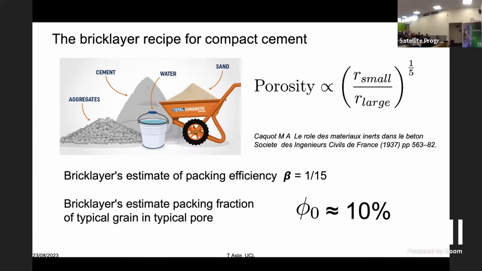And certainly, you don't have a fractal distribution here anyway, because you have large and small, but you don't have all the right progressions. So we are not far away, and we do think that with this understanding, we can really say something about how to make better concretes.